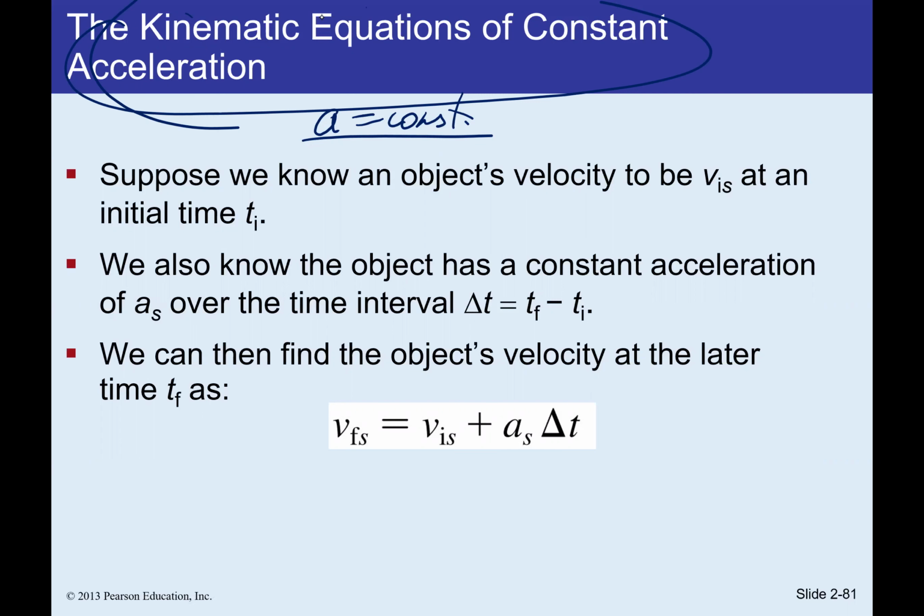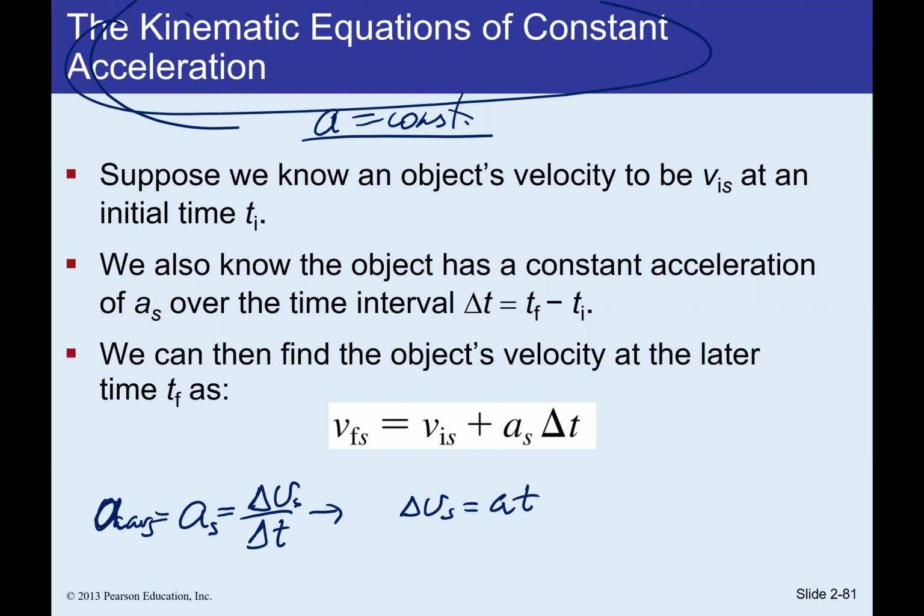The first equation is straightforward, it comes directly from this. A is equal to delta V over delta T. Remember, this is the average acceleration. If the acceleration is constant, then the average acceleration is just A with a subscript S. Then I can just rearrange and say, all right, delta V is equal to acceleration times time, or delta T.